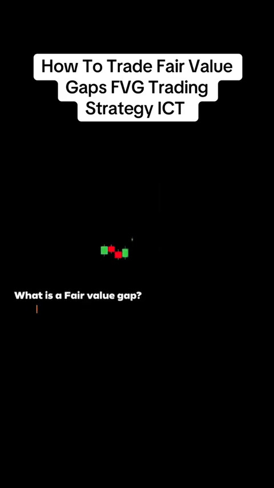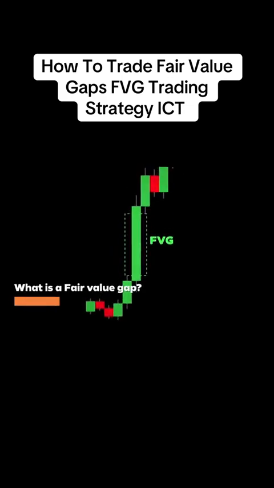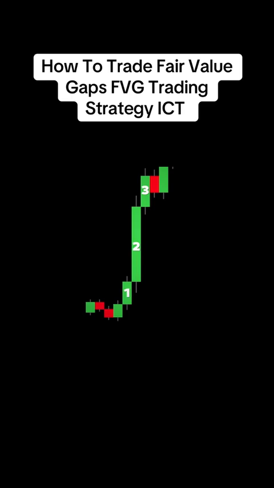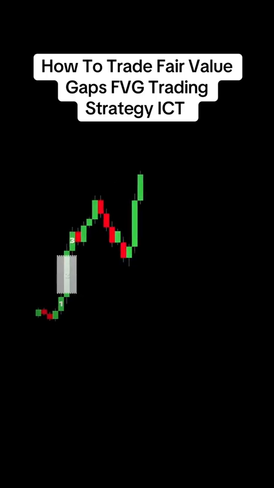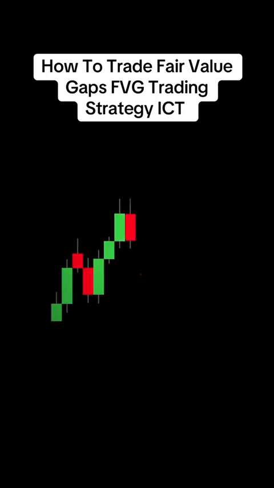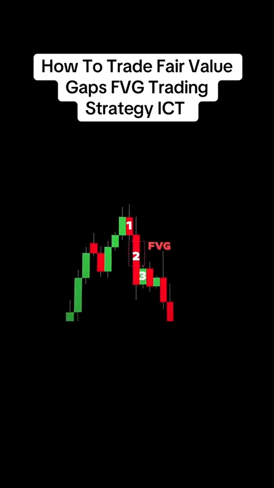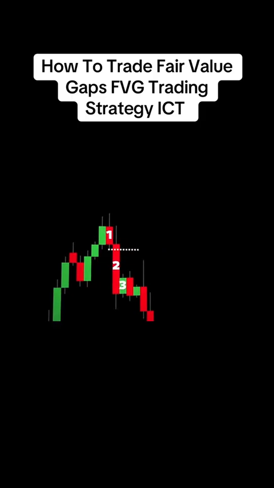Fair value gaps are imbalances on the chart that are confirmed with a 3-candlestick pattern. For a bullish fair value gap, the first candle's high does not overlap with the third candle's low. This visually creates a gap, and typically, the market will retrace to fill this gap either partially or completely before continuation of the trend. Now, the reverse is true for a bearish fair value gap. The first candle's low does not overlap with the third candle's high, again, leaving an imbalance on the chart.